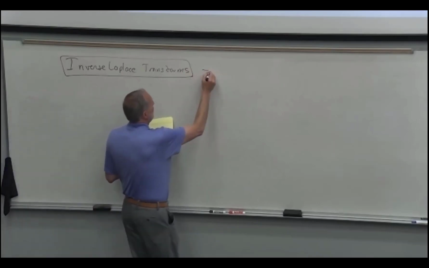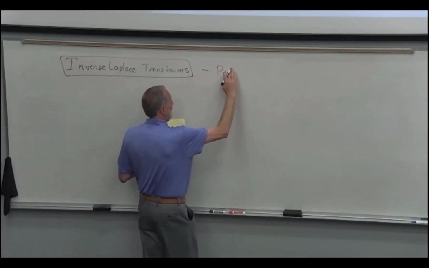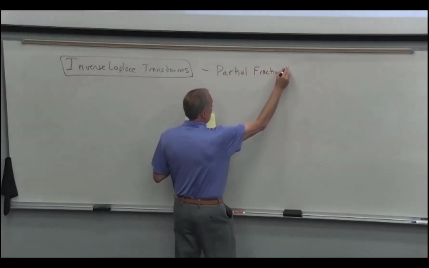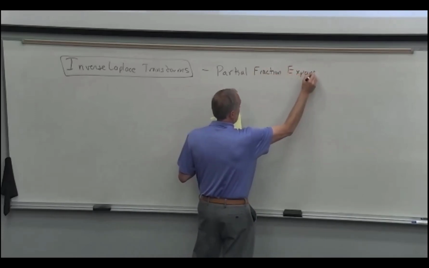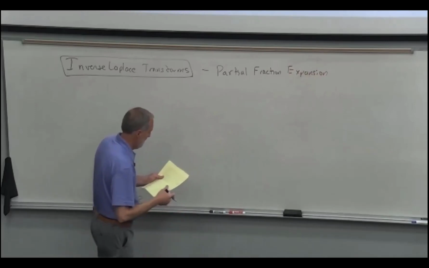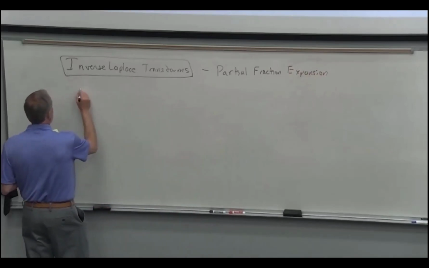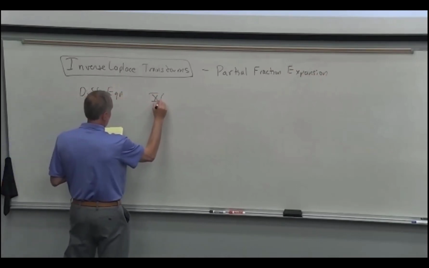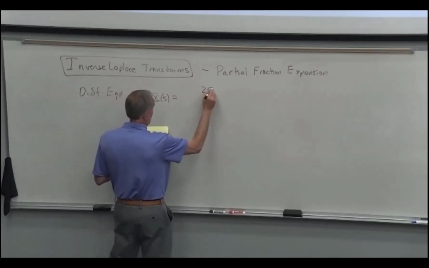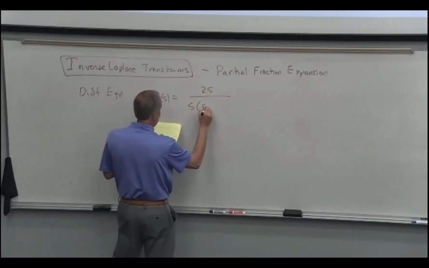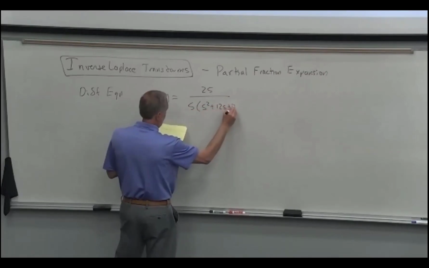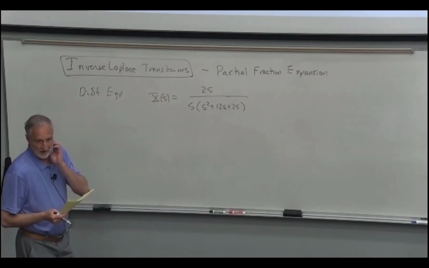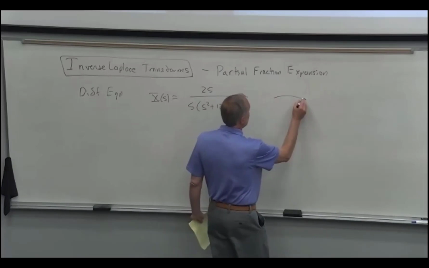So the technique here is called partial fraction expansion. From our differential equation, when we were solving that mass spring damper system, we ended up with this answer. And we want to get the time domain solution, x of t. So that means we need to inverse Laplace that.